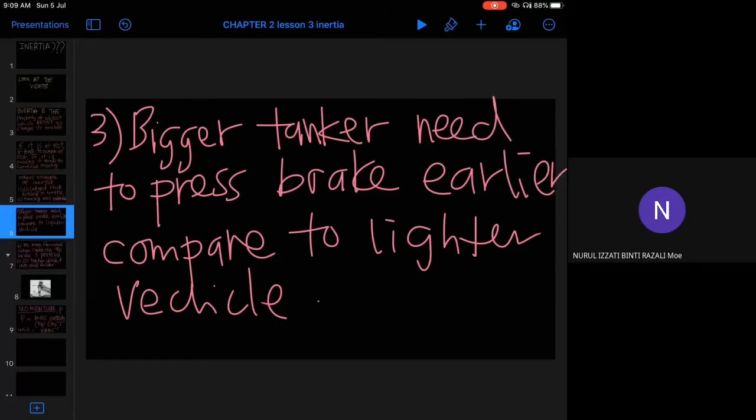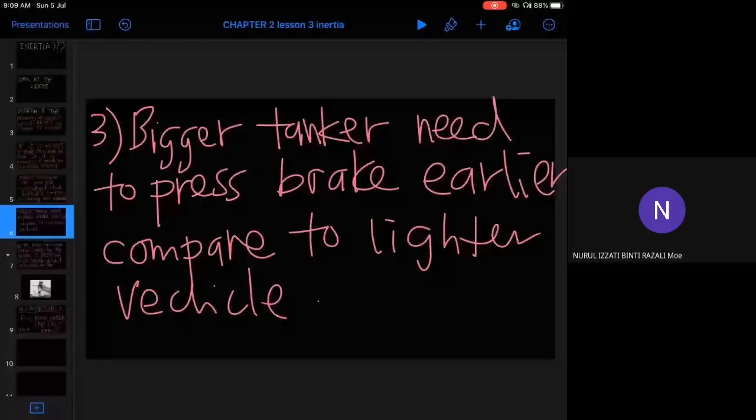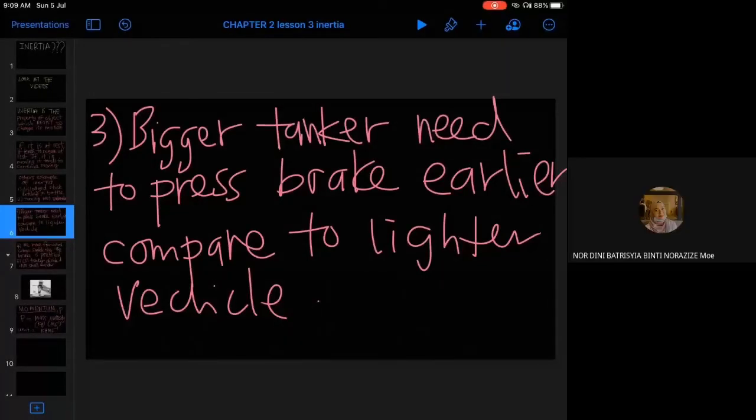Tak, dia akan press awal. Dia akan perlukan longer distance. Betul tak? So dari jauh dia dah press the brake. Betul? Compare to the motorcycle which is lighter. So is it the motorcycle press the brake far away from the traffic light? Compared to the tanker? Tak kan?